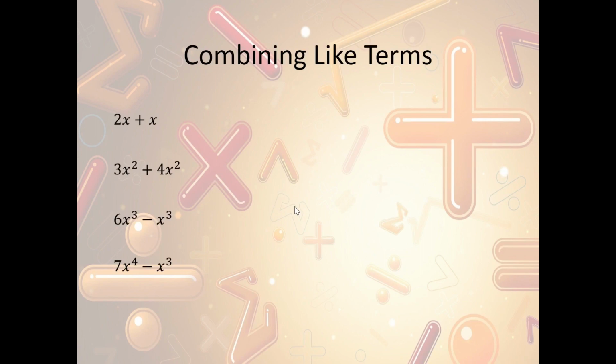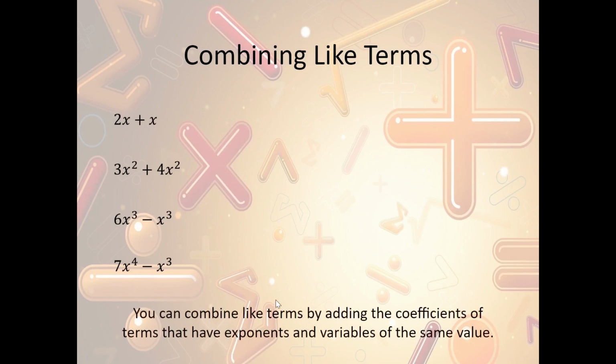Now combining like terms. If we look at this, the rule is in order to combine like terms, they have to have the same exponents and same variables. And if they do, we're going to add the coefficients. So for instance, we have 2x and x. Well, they're both x's, so they have the same variables, and they have the same power, same exponent. Really, it's an imaginary exponent of 1. So we can just add these. 2x plus x is 3x.